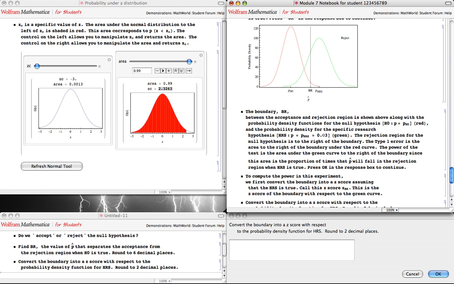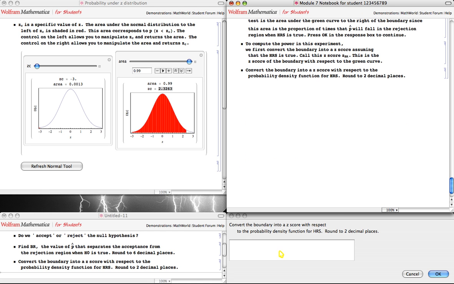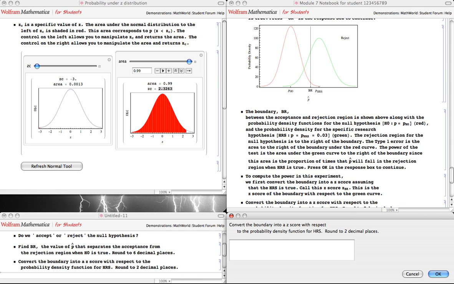Now, for the first part of this question, what you're asked to do is convert the boundary into a z-score with respect to the probability density function for the research hypothesis. So you know that this distribution corresponds to the research hypothesis, where the probability of guessing correctly is 0.03, and you know that this value BR here corresponds to the proportion of individuals who would have to guess the card correctly in order for you to reject the null hypothesis.